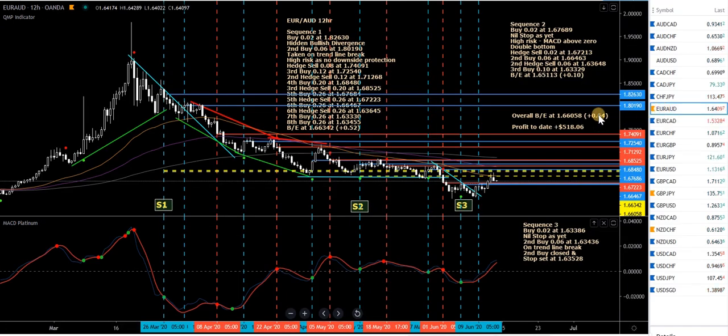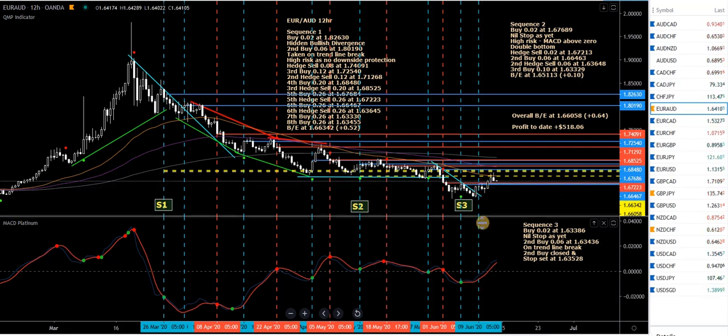Euro Aussie. Now I took some action this morning on this, and I'm probably glad I did. There's a lot happening on this pair. It really got up close to my overall break-even levels. Not quite, but on sequence 3 was an initial buy. I don't think I've updated that yet. Yeah, I have. There's a buy. Then I took a second buy on the trend line break.